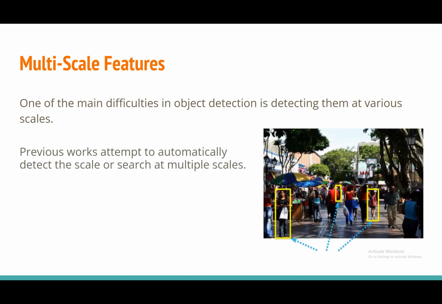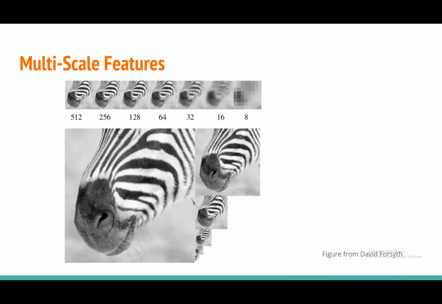So the previous works attempt to automatically detect the scale or search multiple scales. Some examples of these previous works that you might know are SIFT or FPN. To show you with an example how this works intuitively, if we take an image and reduce the resolution by half, for example, so here we have an image of a zebra's nose.